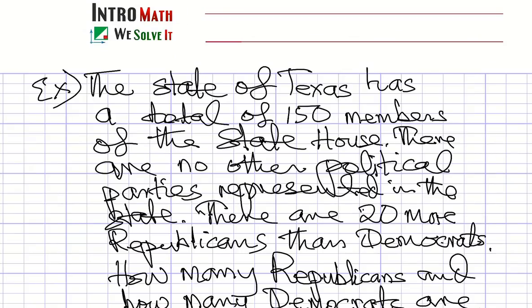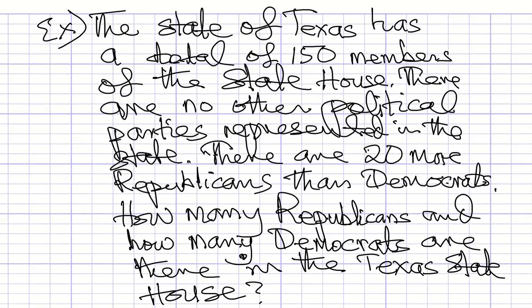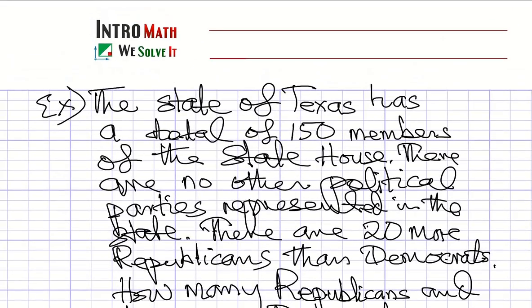All right, folks, let's work this one. It says, it's a lot of words. It says the state of Texas has a total of 150 members of the state house. There are no other political parties represented in the state. There are 20 more Republicans than Democrats. How many Republicans and how many Democrats are there in the state, in the Texas State House? Yeah, I see. This is not a hard problem. It's like the previous one we did.